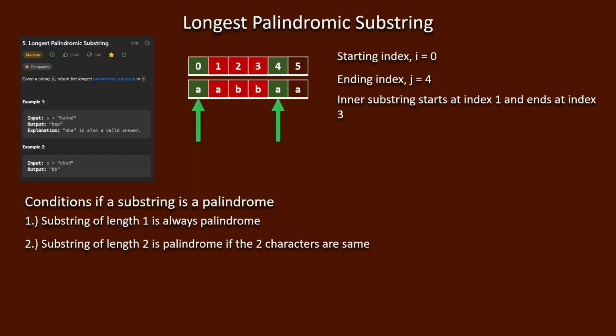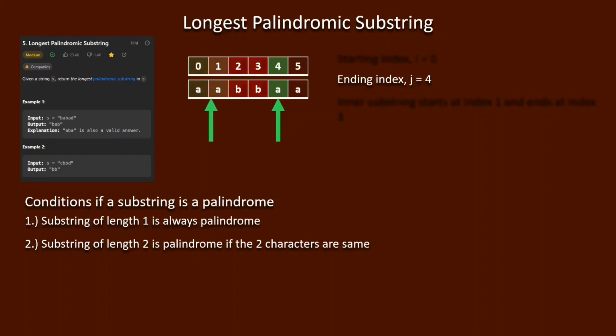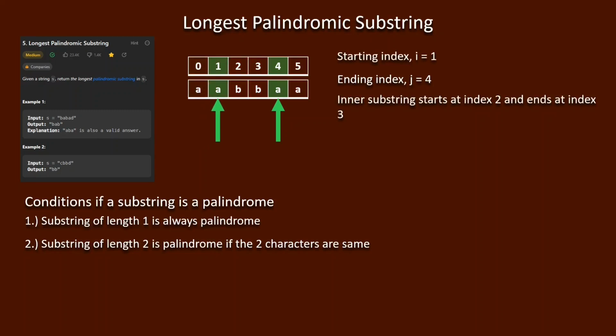Let's look at a different example. For this example, the right pointer and the left pointer point at the same character. It starts at 1 and ends at 4. Now this whole substring that starts at index 1 and ends at index 4 can be a palindrome only if the inner substring is a palindrome. And we know by one of the base conditions that the inner substring is a palindrome because it is of length 2 and it has the same characters.